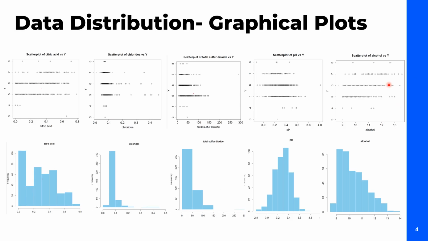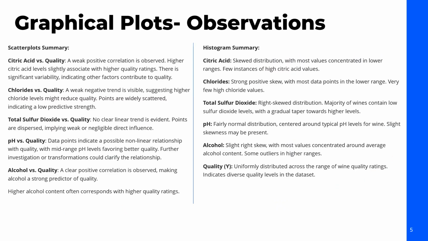We'll quickly go through the data distribution plots, which we have as part of the scatter plot and the histogram. This is for citric acid, chlorides, total sulfur dioxide, pH value, and then ultimately the quality Y. You see the distribution for the different variables. I'll quickly jump on to the different observations based on the graphs.